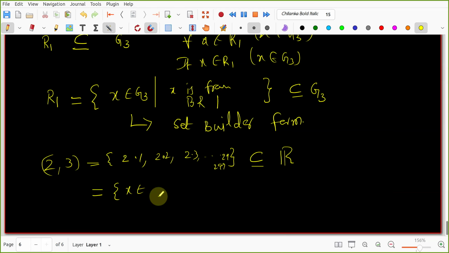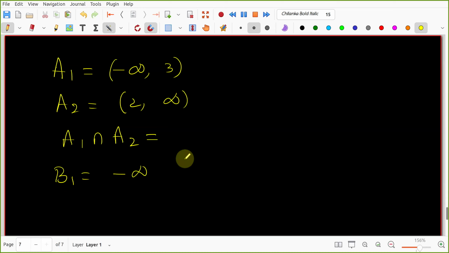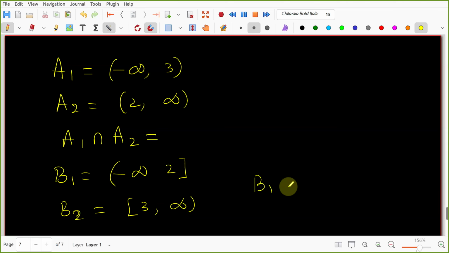Because time is up, I have to stop. I'll just give you one or two problems to check. A1 I am giving as (minus infinity, 3). Please draw that also. A2 is equal to (2, infinity). What is A1 intersection A2? Please check this one. B1 I am calling (minus infinity, 2). Check it. B2 I am giving as the closed interval [3, 8]. Please check what B1 union B2 is.